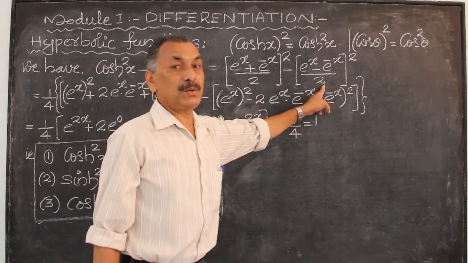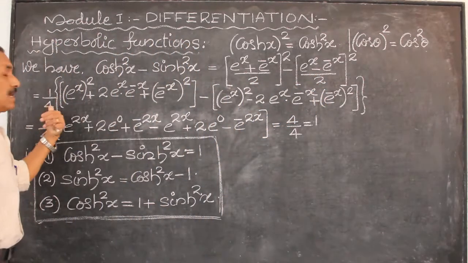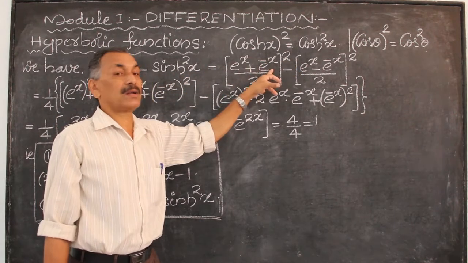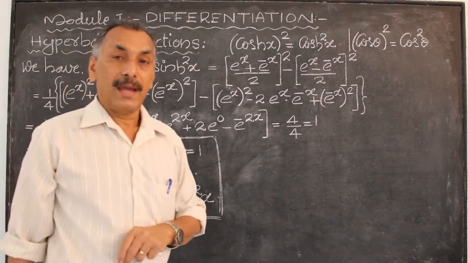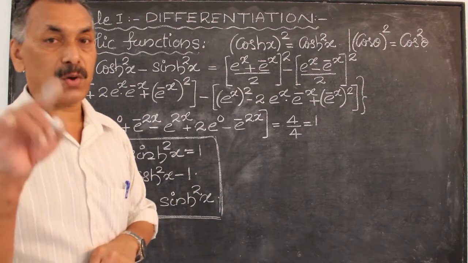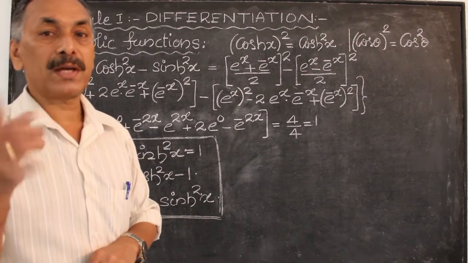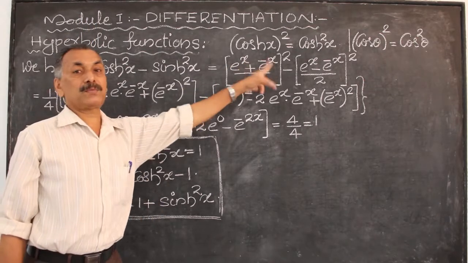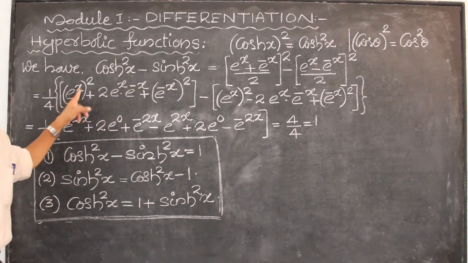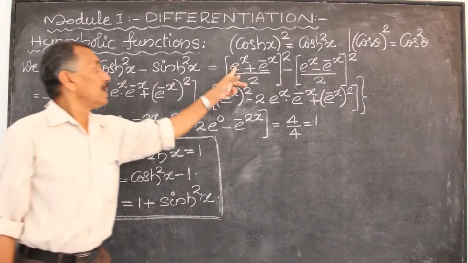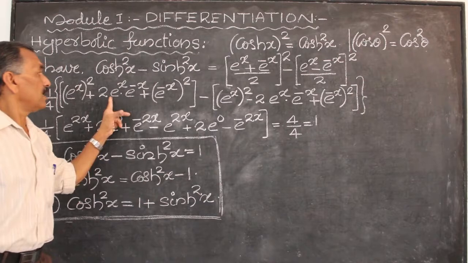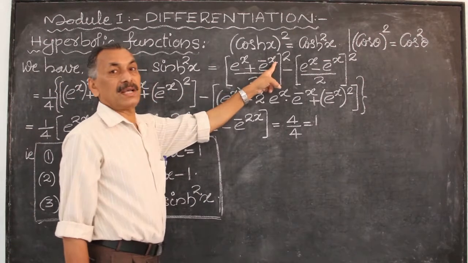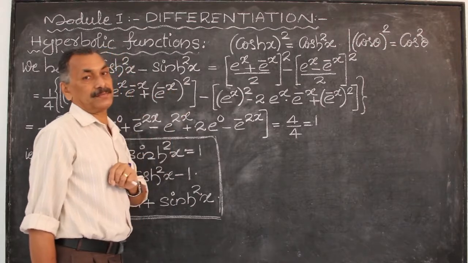1 by 2 square means 1 by 4, so 1 by 4 is outside. In either case, expand using the a plus b whole square formula. What is a plus b whole square? It is a square, the square of the first term, plus 2 into the product of the terms, plus the second term square. Now, here a is e raised to x, so a square is e raised to x square, plus 2 into e raised to x into e raised to minus x, plus b square. Here b is e raised to minus x, so b square is e raised to minus x whole square.